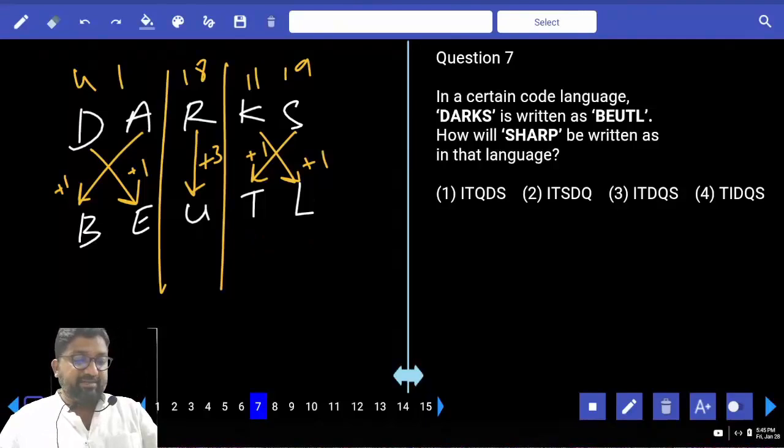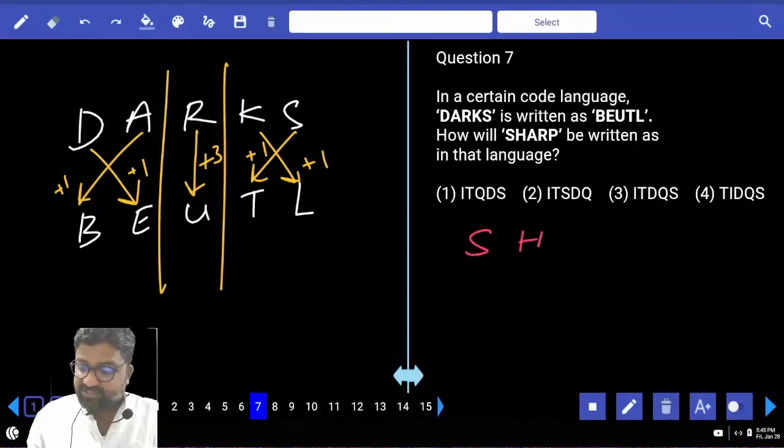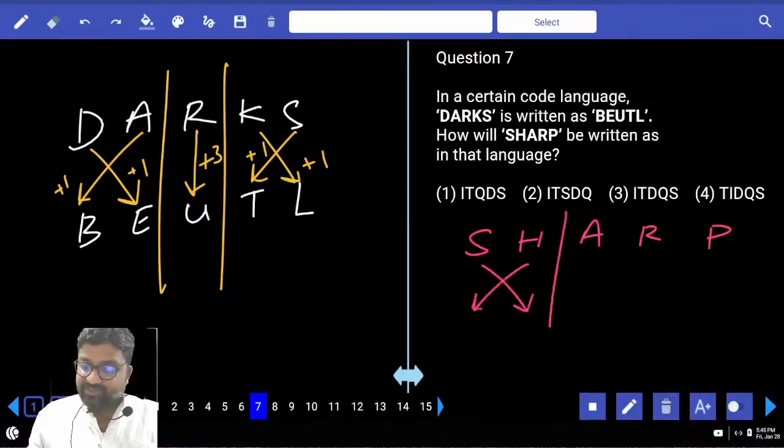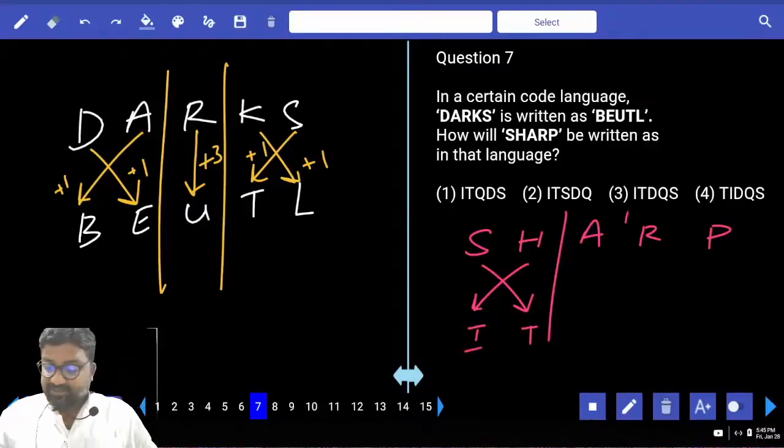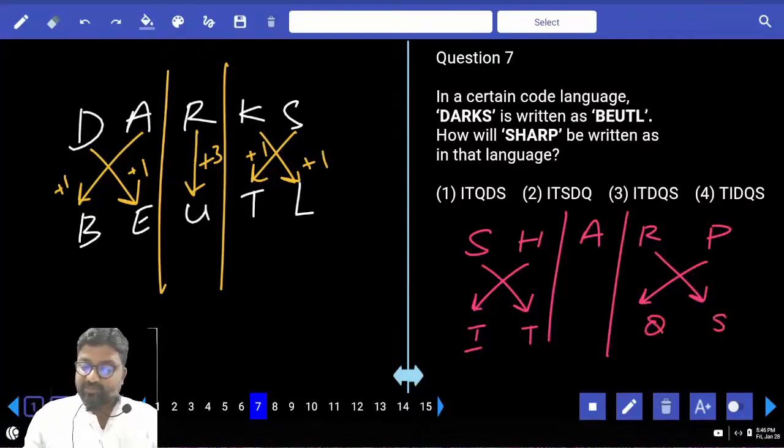Why? Because by writing the place values, you are wasting your time. It is not the letter that you should see. You should see the place value. Is this clear? And I am supposed to go with the same thing here. SHARP. So this becomes STHI. And what about this? RSPQ. And what about the middle one?